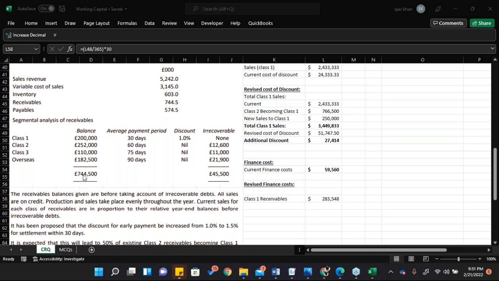So we already have the account receivable figure. So that's class 1 receivables now. That's the revised credit account class 1 receivable figure. Is it clear? I just picked the total sales figure of class 1, which is for the 365 days, and converted it to the account receivable figure of 30 days. So I've converted this annual figure into 30 days figure, which is the receivable figure. Is that clear? I'm waiting for all of your response.